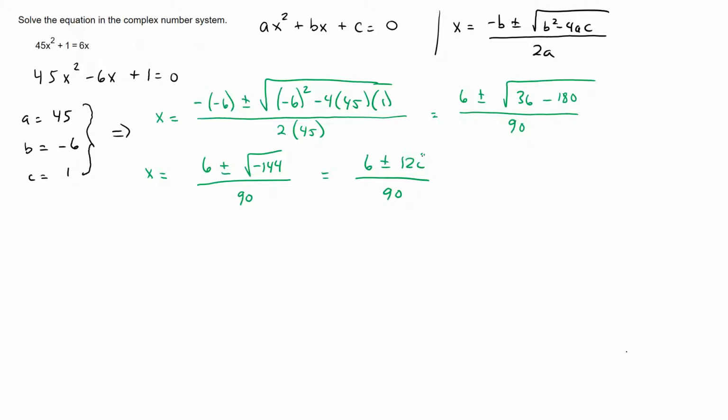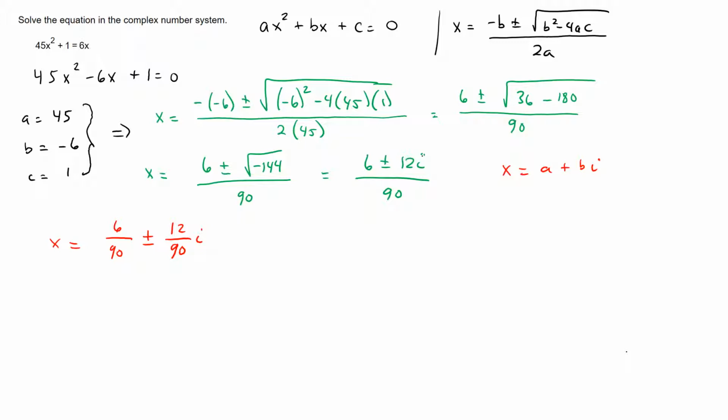It's often the case that they ask us to write the answers in the form a plus bi. So since they want it in the form a plus bi, I am now going to split the 6 and the 12i and divide them individually by 90. So doing so gives me 6 over 90 plus or minus 12 over 90i. So all I did is I split the quotient, that way I have it in that a plus bi form.